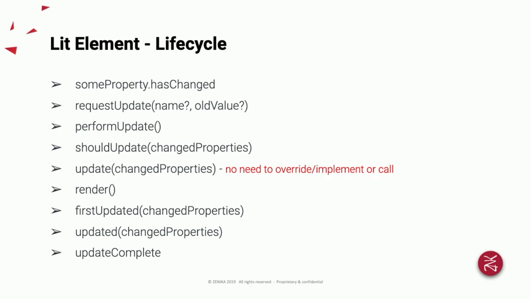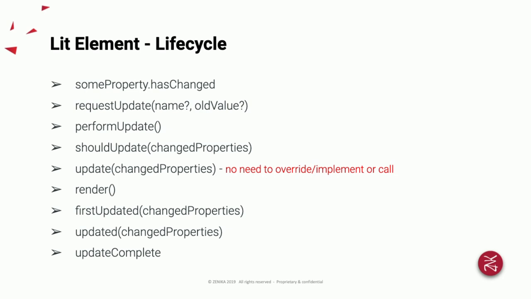the lit element update cycle starts when we set a property. Afterwards, lit element will request an update if there is a change in the property. By default, it checks whether the old value is equal or not equal to the new value. After that, it will perform the update, then shouldUpdate. This shouldUpdate is similar to the React lifecycle method shouldComponentUpdate, wherein by default it returns true, but if you want to prevent the component from re-rendering, you can return false here.